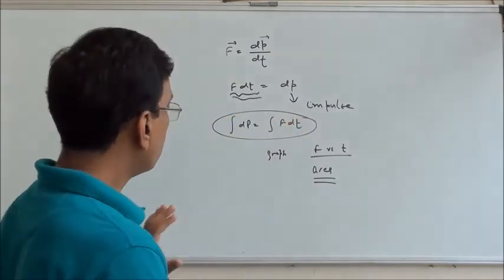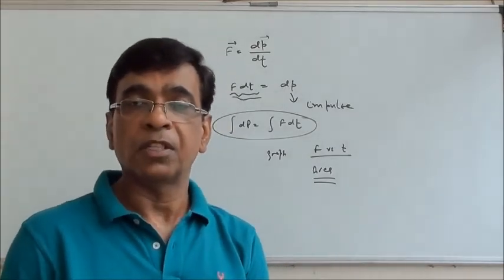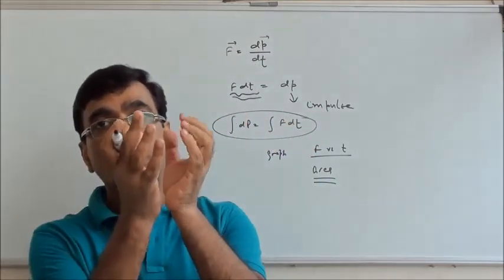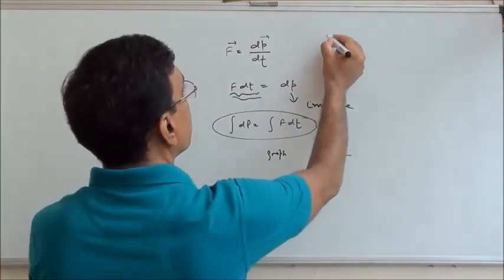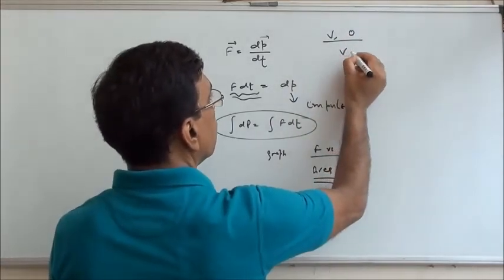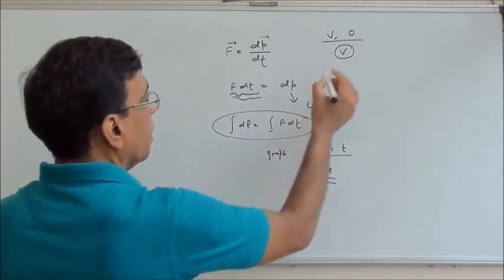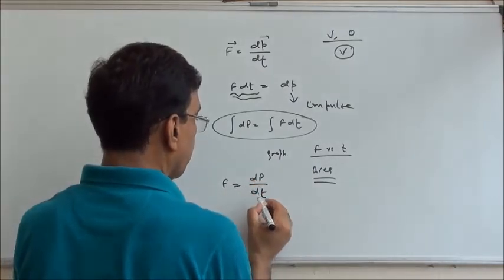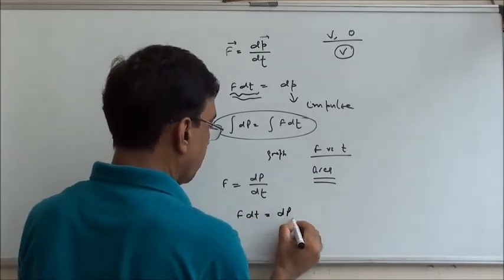Now this concept is also used in many daily life experiences. If cricket players have to catch a ball, it means they have to stop the ball. Suppose it is moving with velocity v and finally it is to be stopped. So the change in velocity is v. It has a certain mass. F is dp by dt, so F dt is dp.